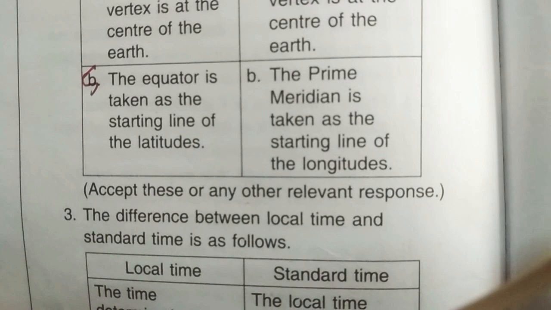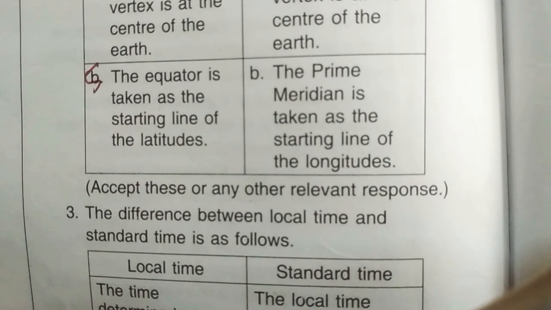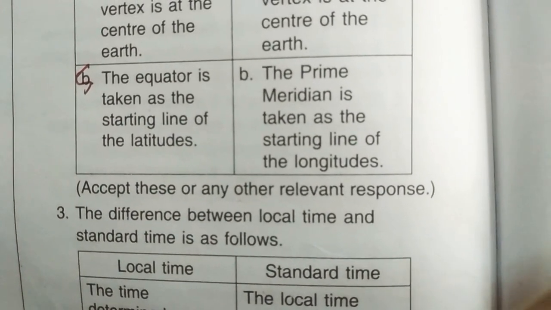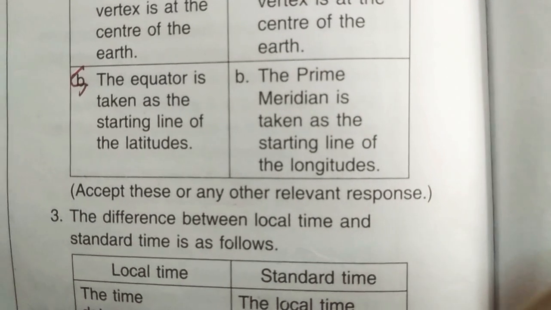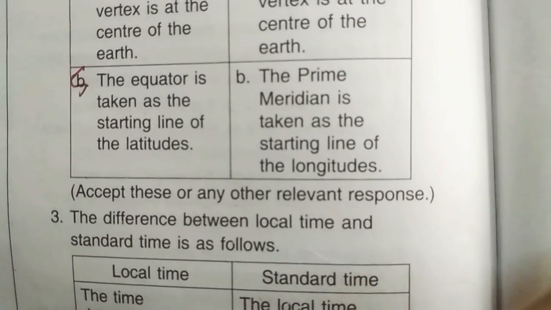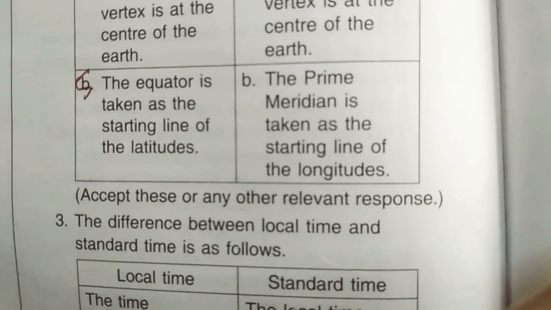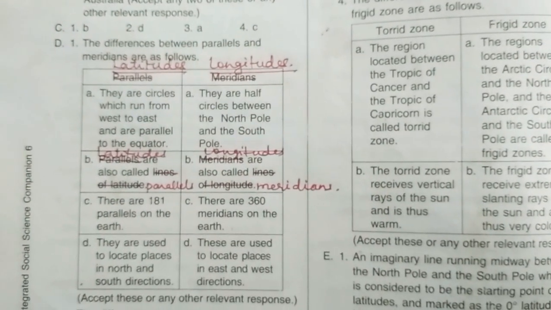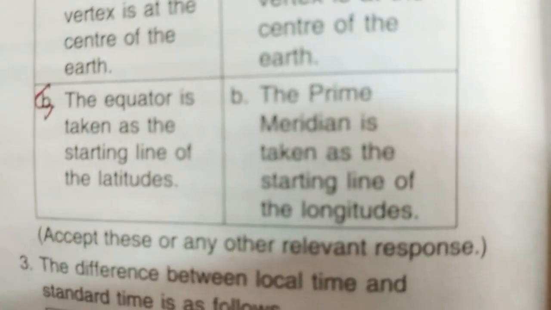Right, about the fifth point, the equator is taken as the starting line of the latitudes, and the last difference is the prime meridian is taken as the starting line of the longitudes. So 1, 2, 3, 4 points here, and the fifth point is this.